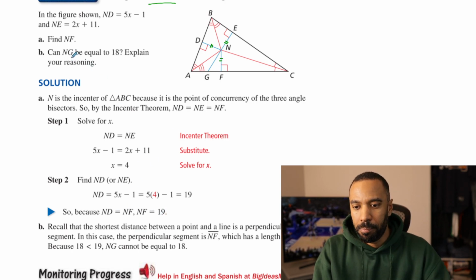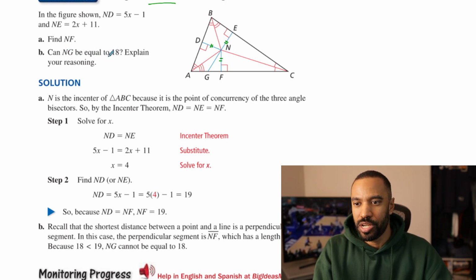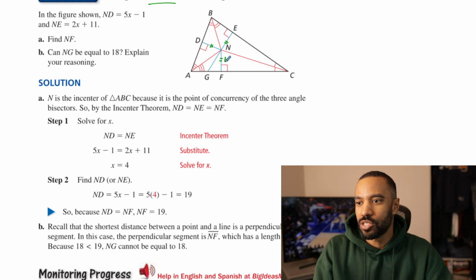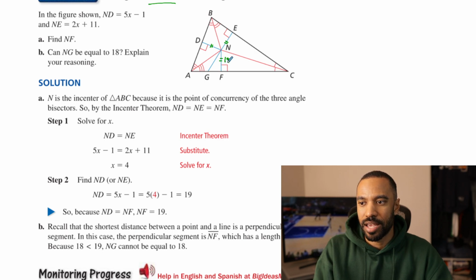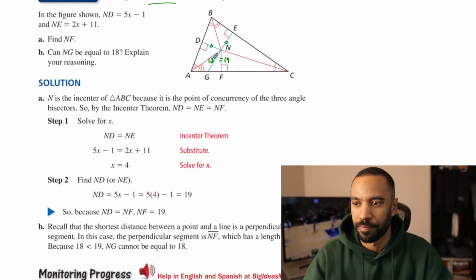Okay. Now part B asks you, can NG be equal to 18? Explain your reasoning. So this length is 19 right here. They're asking if this can be 18, and I'm going to say no, and here's why. They're probably going to explain the same thing, but I'm going to say it this way.